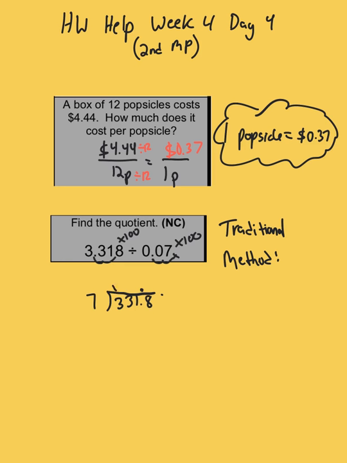7 does not go into the 3, but it does go into the 33 4 times, which is 28. Subtract. 33 minus 28 is 5. Bring down the 1. Now, 7 goes into 51 7 times, which is 49. Subtract, I get 2. Bring down the 8. And 7 goes into 28 4 times. So I get 47.4. All right, you're done if you do traditional method, but if you like partial quotient, make sure you're on to the next page.